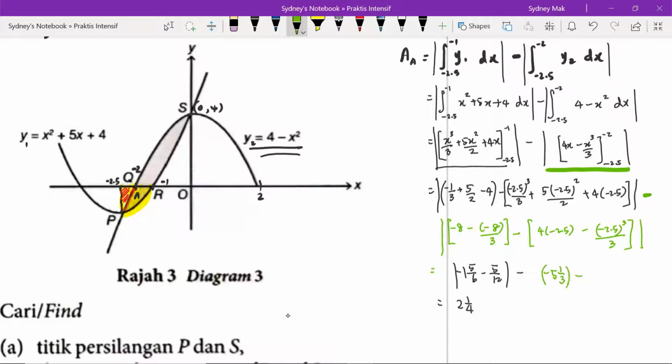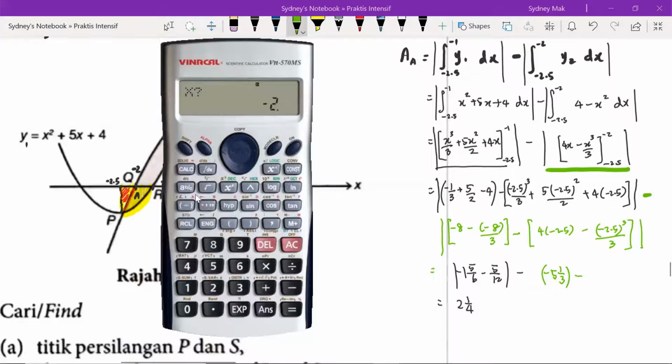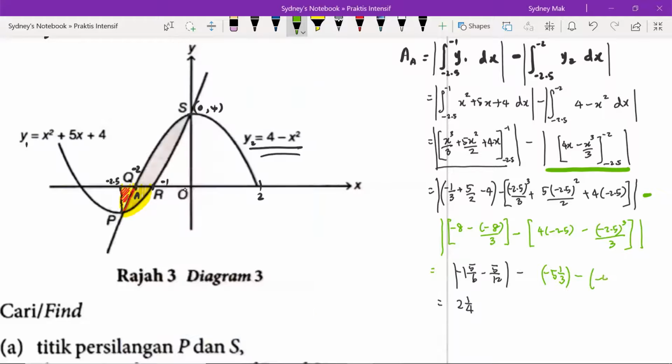And then we have to minus the lower boundary. Okay, when we substitute the lower boundary, -2.5, we will get -419 over 24. So this too, don't forget we have to modulus it.